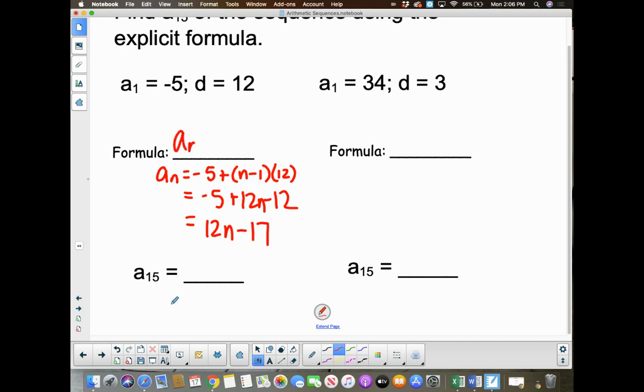We have our formula, a sub n equals 12n minus 17. So this is what I was saying earlier. If anyone wants to know any term whatsoever, for instance, they want to know the 15th term, I can simply plug in 15 for n. So 12 times 15 minus 17. Instead of continuing to add 12, add 12, add 12, which on a test, fight or flight, it really doesn't matter what you want to do with that. So if I add all that together, I get 163.